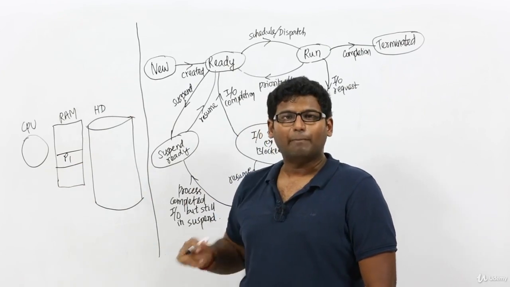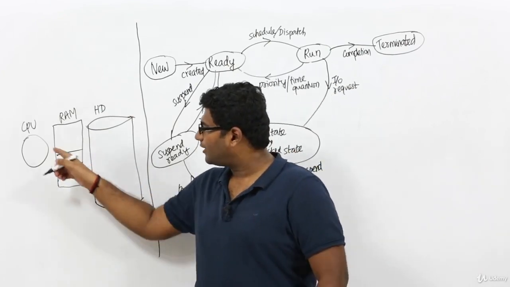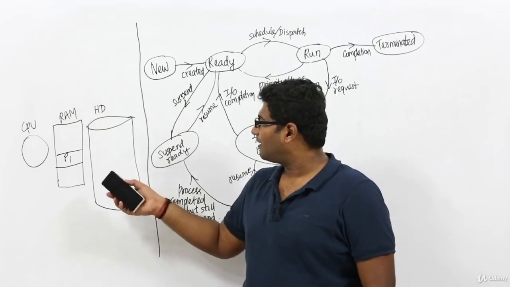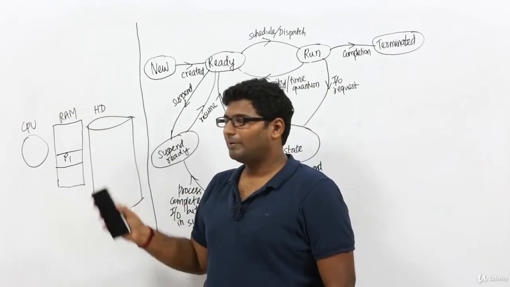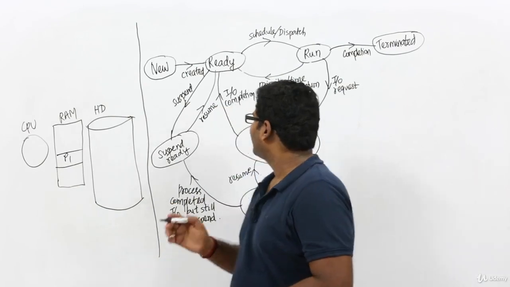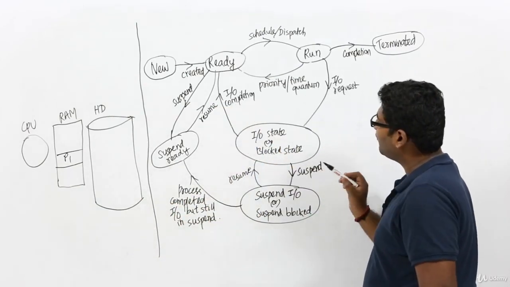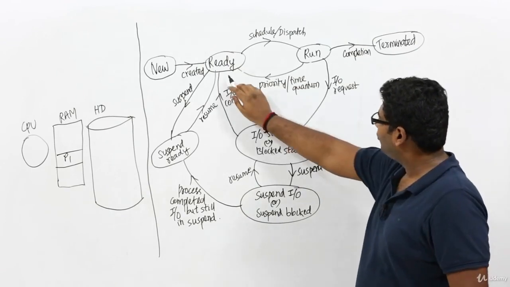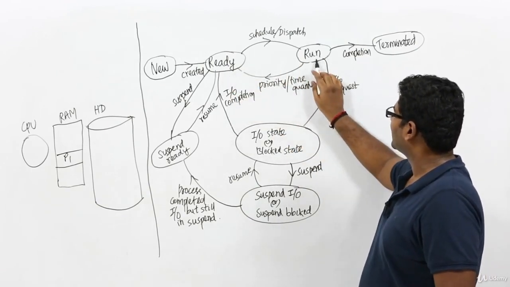But this program has to be understood by the CPU. Our CPU needs to understand the program, and only after this will the process be given to IO state. So a process can go to IO state only from running state. The process will move from ready state to running state for execution.